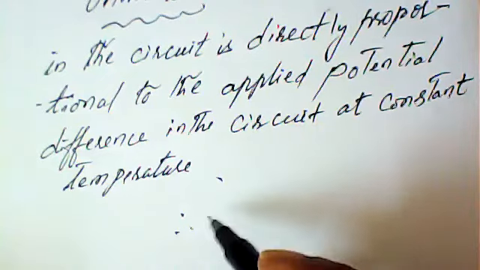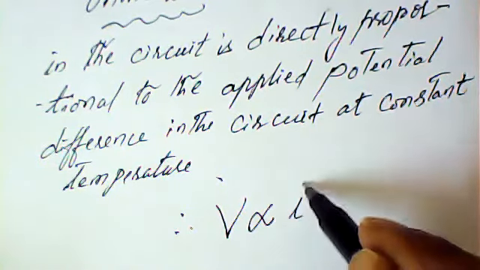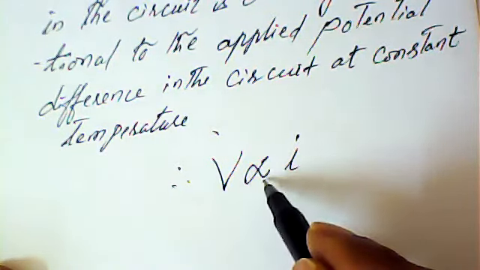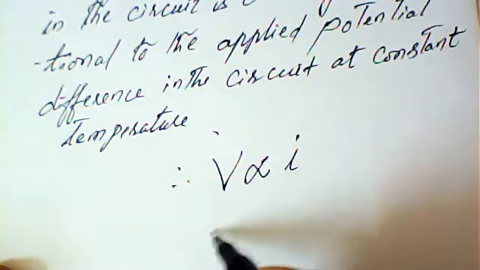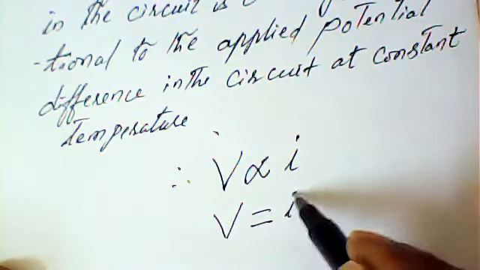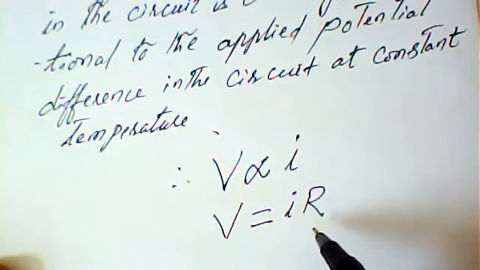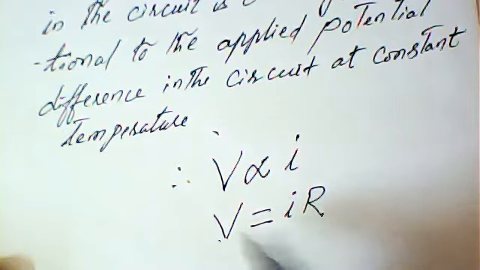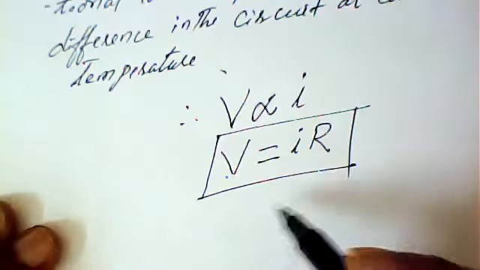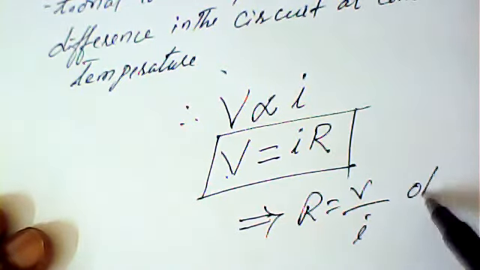Therefore, what we say, V, the potential difference, is directly proportional to I. So, to remove this proportionality symbol, we have to introduce a constant. So that is nothing but R. R is the proportionality constant known as resistance. Okay. So V is equal to IR. This is the Ohm's law. Now this in turn implies R is equal to V upon I, and this is given in ohms.